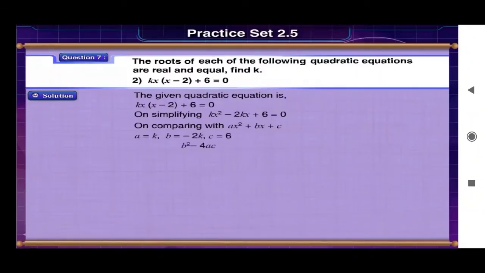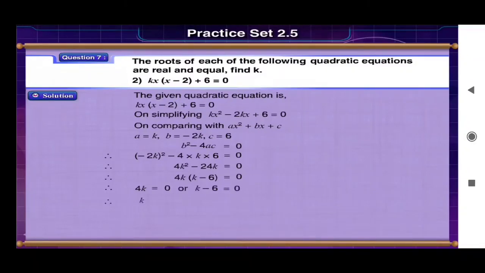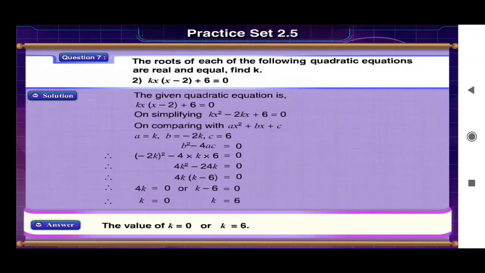b square minus 4ac is equal to 0. Therefore, (-2k) the whole squared minus 4 into k into 6 is equal to 0. Therefore, 4k square minus 24k is equal to 0. Therefore, 4k into (k minus 6) is equal to 0, which means 4k is equal to 0, k minus 6 is equal to 0, and therefore k is equal to 0 or k is equal to 6. So the answer is the value of k is equal to 0 or k is equal to 6.